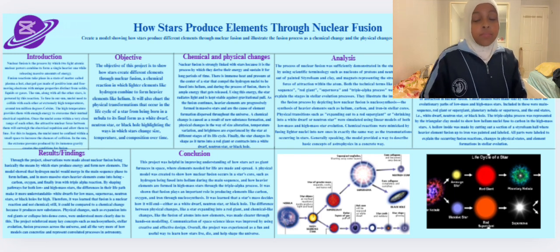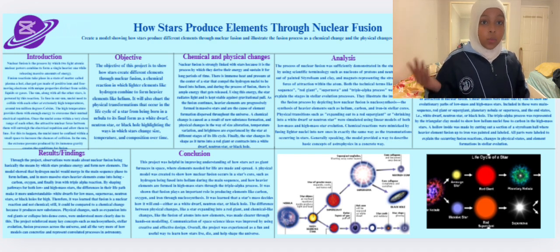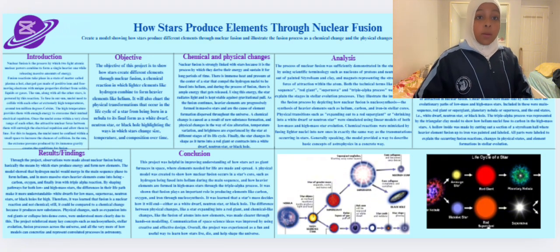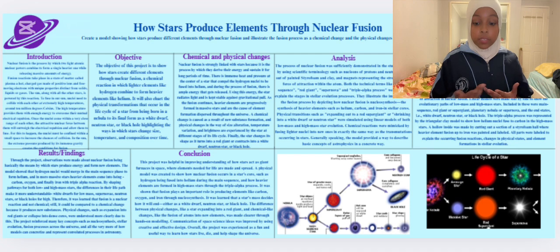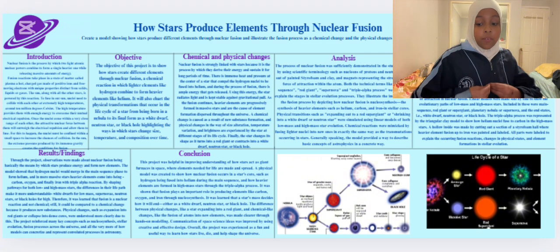In the introduction, in this project, the process of nuclear fusion in stars was explored. Stars were studied as places where elements are created and released into space. The objective of this project was to create a model showing how different elements are formed in stars through nuclear fusion, elements such as helium and hydrogen, and to explain the physical and chemical life changes stars go through during their life cycle. Chemical and physical changes were noted.